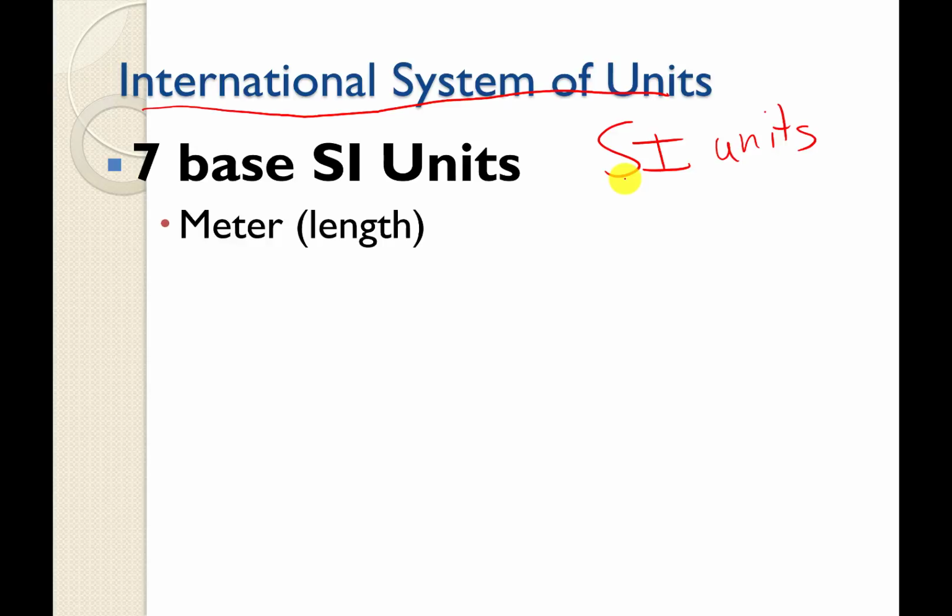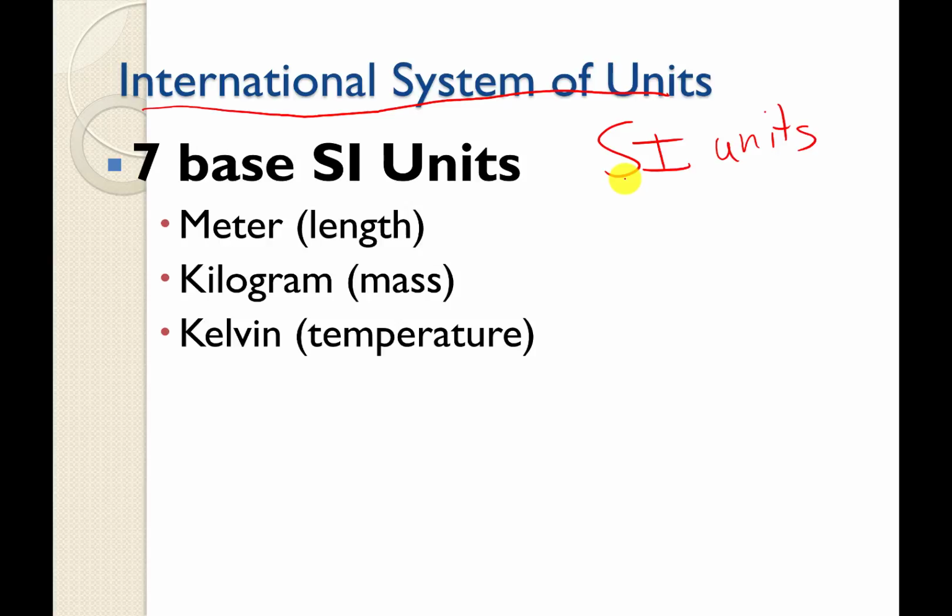Meters, which measures length. Kilograms, which measures mass. I know that's kind of weird. You would think it would be grams, but it isn't. It's kilograms. Kelvin measures temperature. Okay, it's not Celsius and it's not Fahrenheit. Obviously, we knew it wasn't Fahrenheit, but it's also not Celsius. It's probably the newest measurement for temperature, which is called Kelvin. We'll tell you about that in a moment.